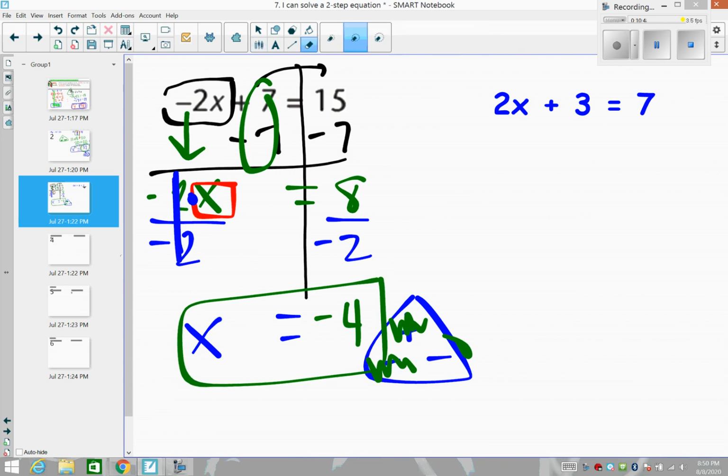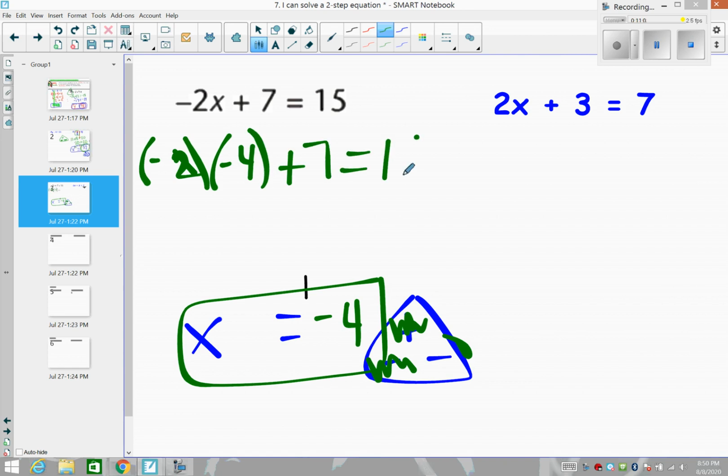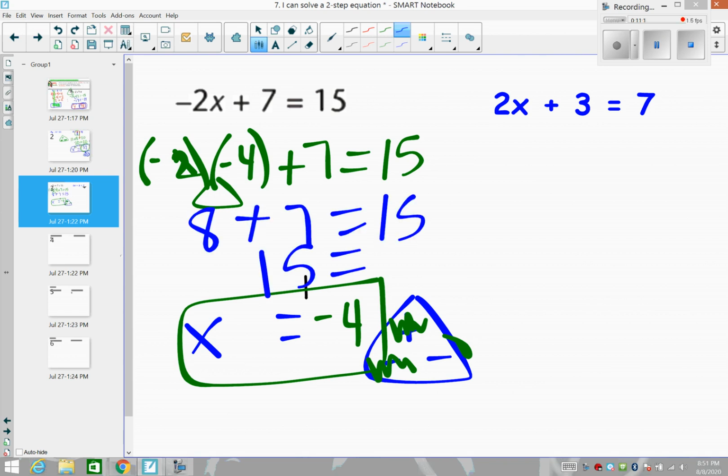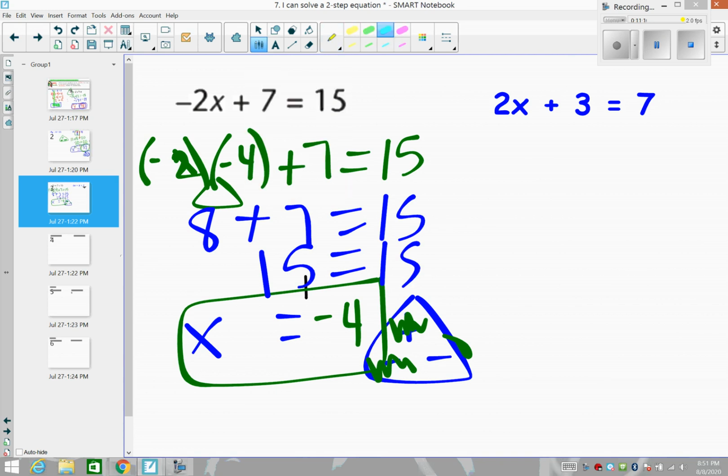So now we're going to plug back in and make sure that -4 is the solution. So we have -2 multiplied by -4 plus 7. Does that equal 15? Well, this is a triangle problem here. So we get positive 8 plus 7 equals 15. 15 equals 15. So we know then that we do have the correct solution. -4 is the solution for x. That is the x value.